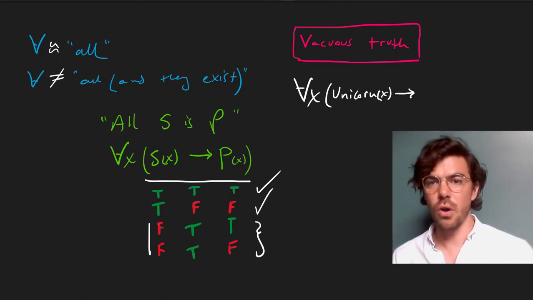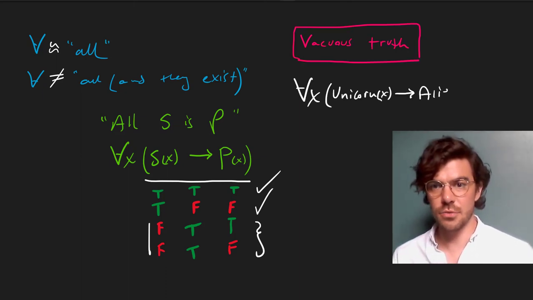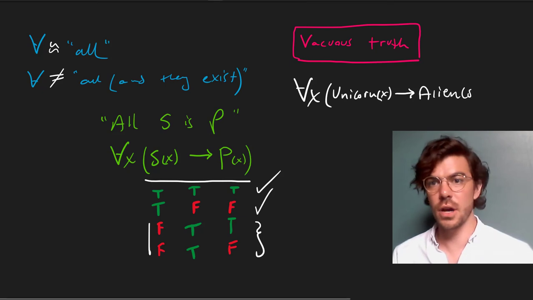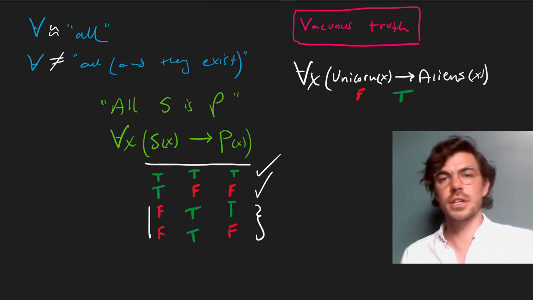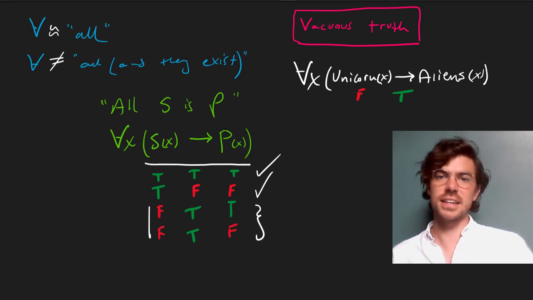For example, "all unicorns are aliens" comes out true because whether or not there are aliens, there are no unicorns, and so the antecedent here is not satisfied, and so the whole conditional comes out true. Now, if this strikes you as weird, it's because it is, but if you think about the truth table for the conditional, you'll see why it holds.